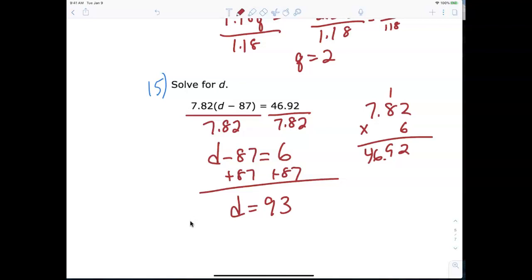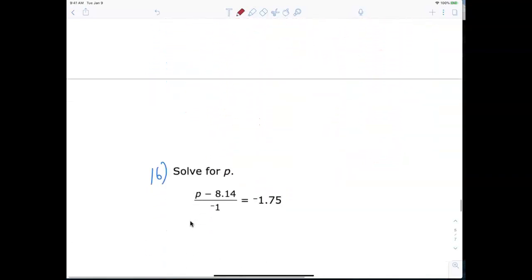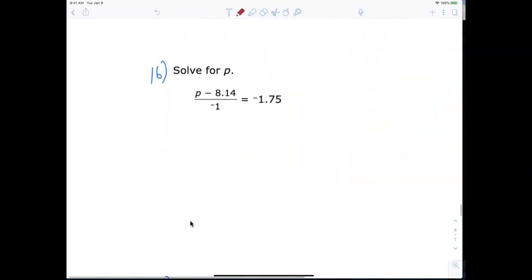Alright, and that's probably one of the hardest ones on this IXL. So take your time, work it out by hand, don't use a calculator, you need to practice. Now number 16. Lots of decimals here, but the nice thing is I'm just multiplying by negative 1, which makes the problem easy.